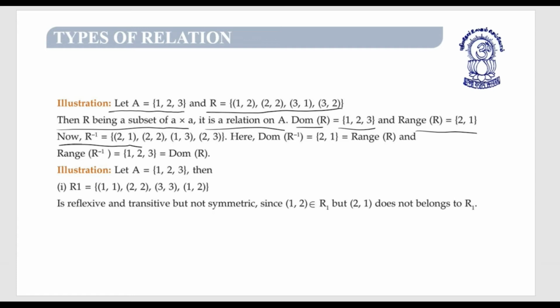Now R inverse = {(2, 1), (2, 2), (3, 1), (3, 2)}. Domain of R inverse = {2, 3}. Range of R and range of R inverse = {1, 2, 3} = domain of R.